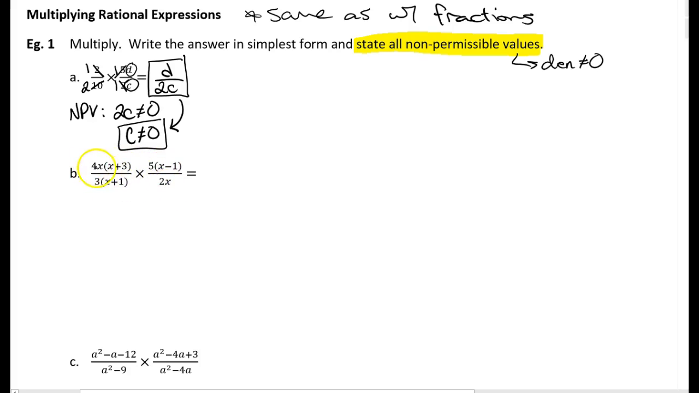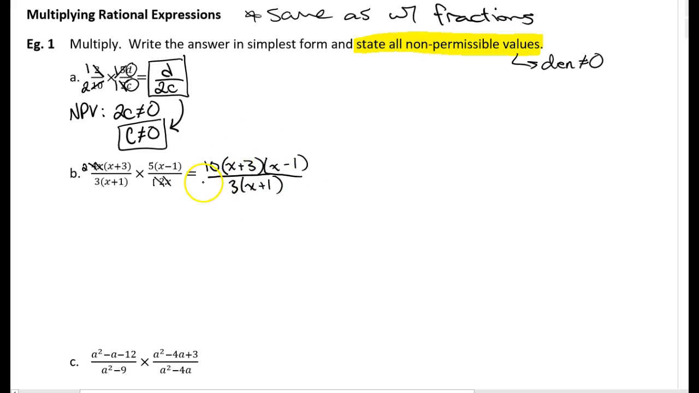Same thing happens here. I'm going to look for anything I can simplify. So x and x would cancel out because they're multiplying and dividing. 2 goes into 4 evenly, and so we get 2 and a 1 remaining here. 3's can't go into 5s. There's nothing common there. I don't have any matching binomials anywhere. So that's all I can do for simplifying. So we've got 2 times 5 is 10, and then (x plus 3) times (x minus 1) all over 3 times (x plus 1).